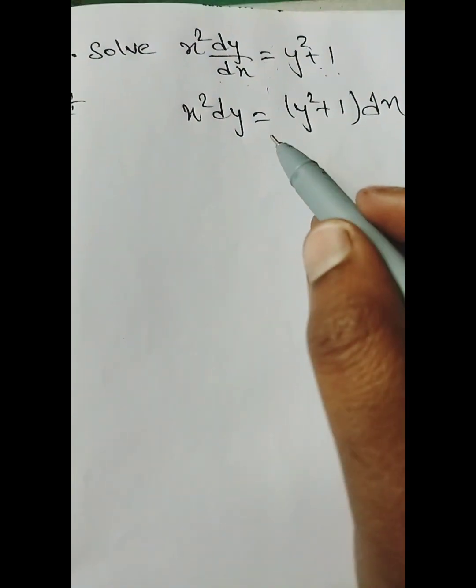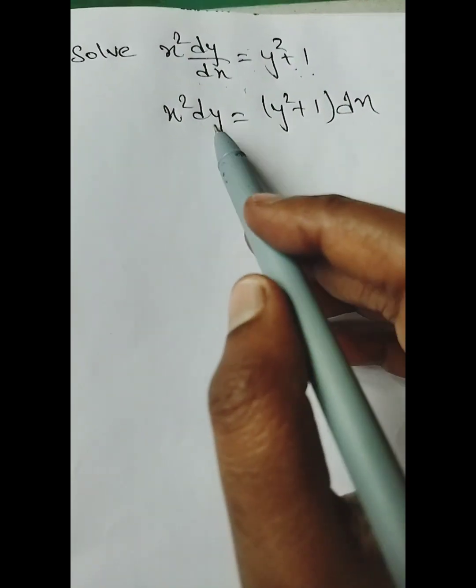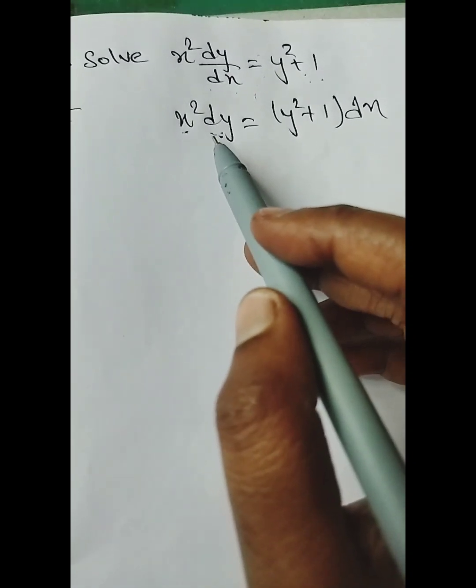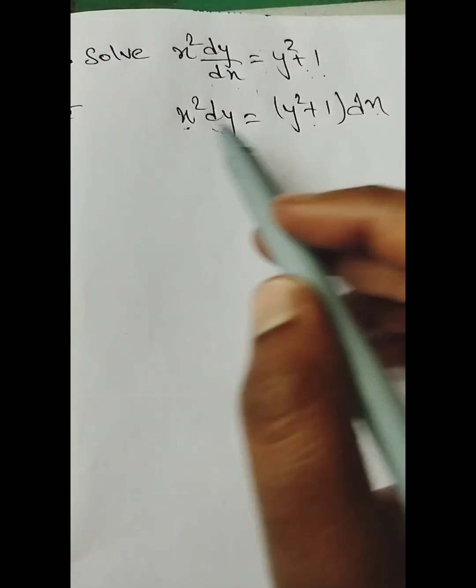Next, our method is separation of the x dx and y dy terms. Here I have the x term and the dy term. That is not good, so that is not suitable for variable separable. And here also there are y terms along with dx. So let us exchange this.